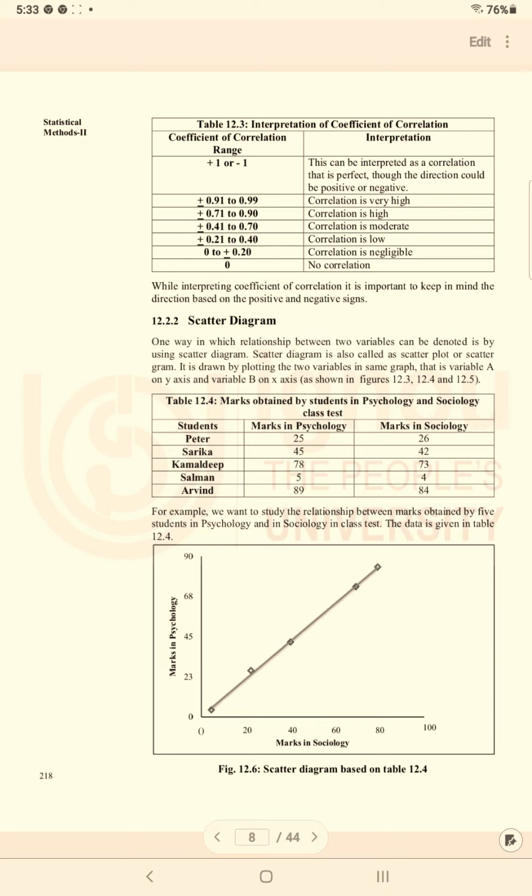While interpreting coefficient of correlation, it is important to keep in mind the direction based on the positive and negative signs.